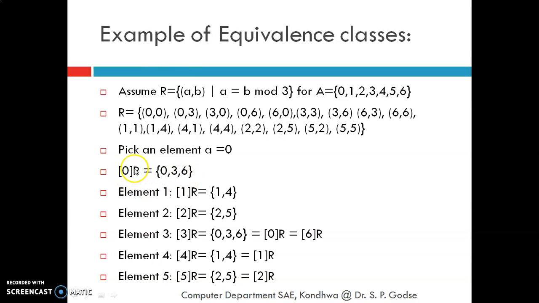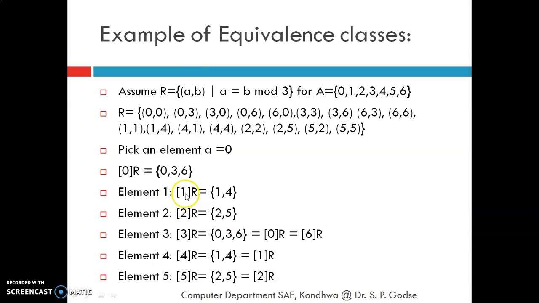So how is this class obtained? This is the first element from the set A, that is 0. The equivalence class of that will be obtained by finding to which elements 0 is related. Here we can see that 0 is related with 0, 0 is related with 3 and 0 is related with 6. So this will be the equivalence class of 0.